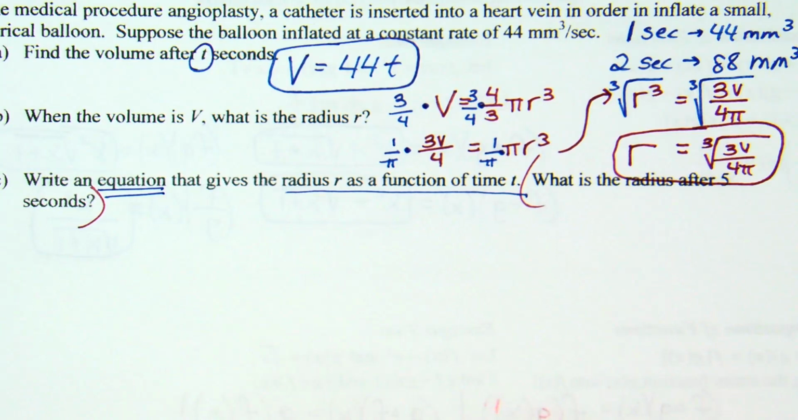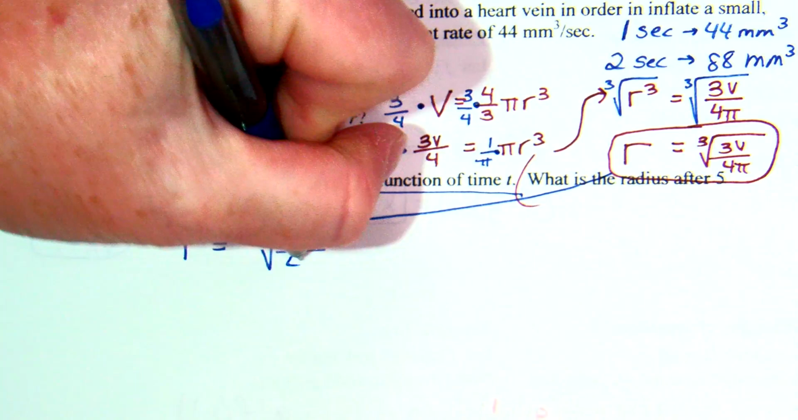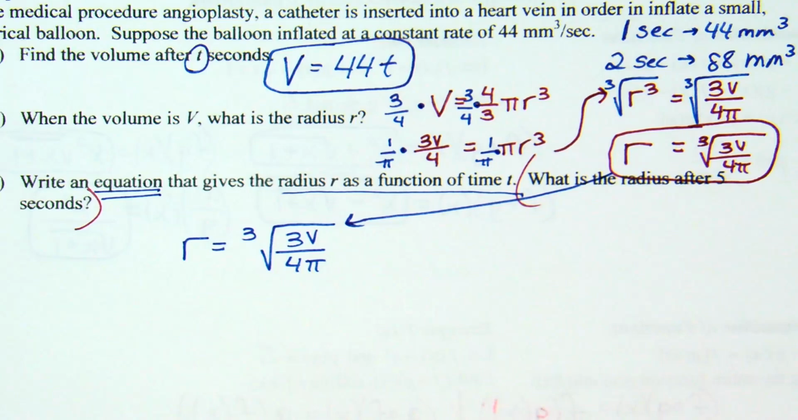Now, I said we're going to use the other parts. Do we already have a radius equation? Okay, let's grab it. So I already have a radius equation that says r equals the cube root of 3v over 4 pi. That was part B, correct? Does that give me what I need, though? Is that a radius as a function of time t? No, this is radius as function of what? Volume. Do you see where I'm going next?